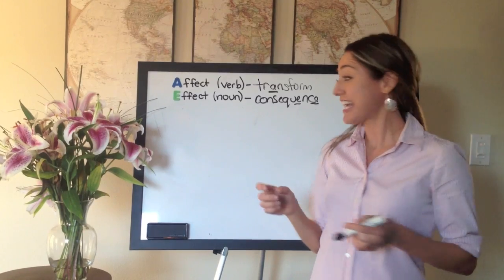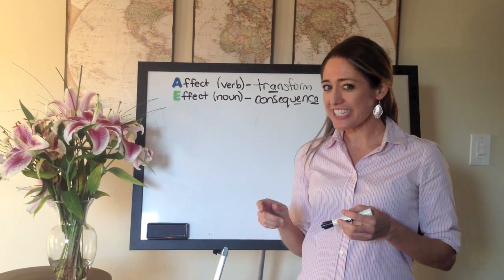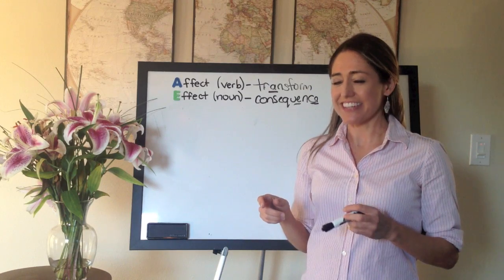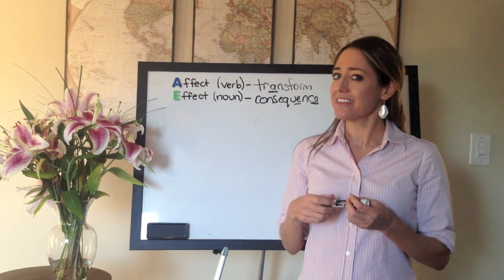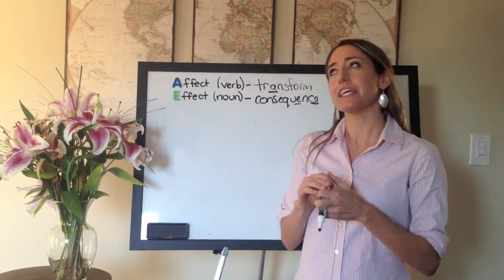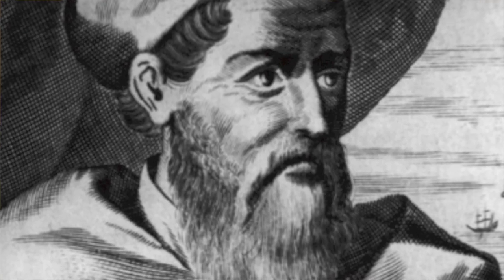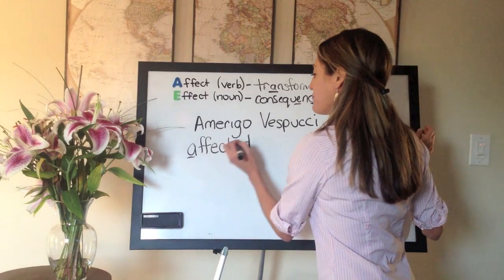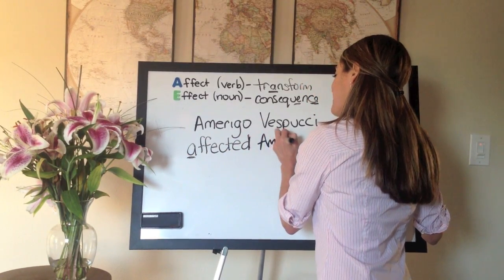So the only famous person I could find who had the initials A-V was Amerigo Vespucci, which is not a designer. He's the Italian explorer. And he was not particularly easy on the eyes, but he was really smart. So we're going to use him. So we're going to write Amerigo Vespucci, affected with an A, America, by discovering it.